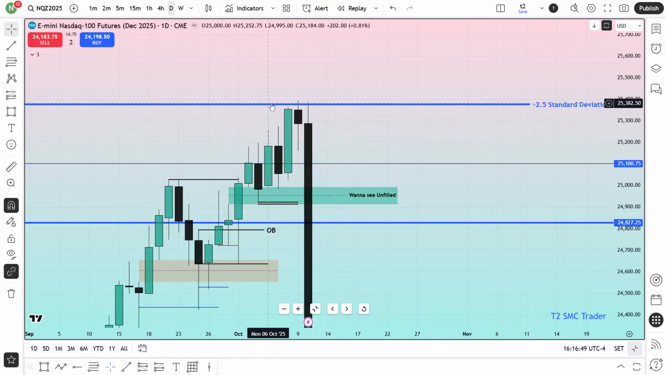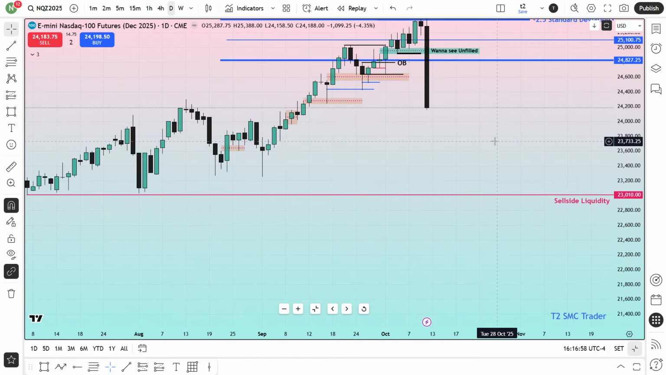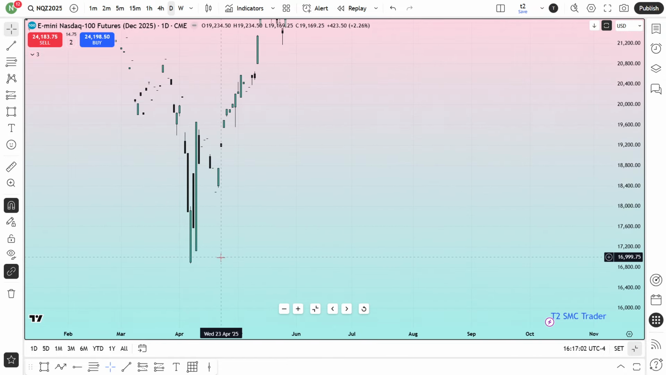How long? Until this minus 2.5 standard deviation. Remember, I'm expecting that this market is going to make the all-time high. That means this bullishness. You are seeing all the bullishness, right? From here, that low was predicted by me. Very specifically, that low was predicted by me when the market was here.